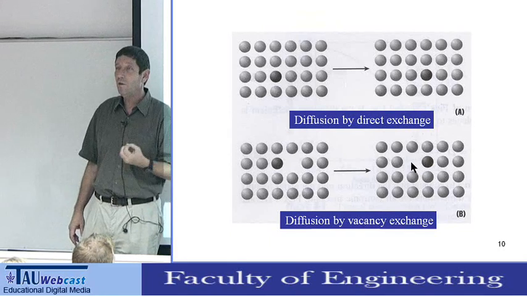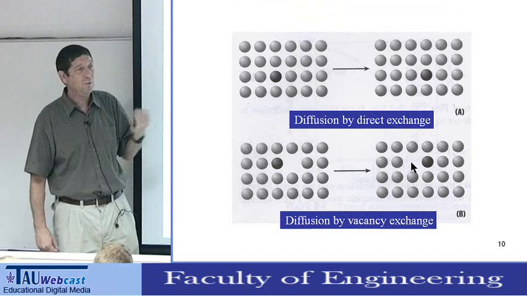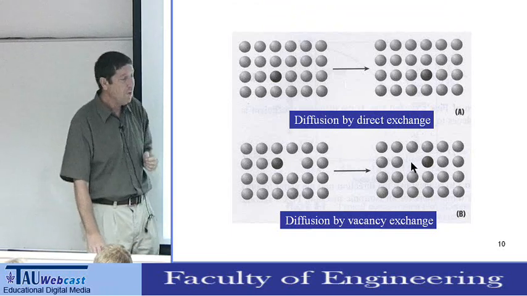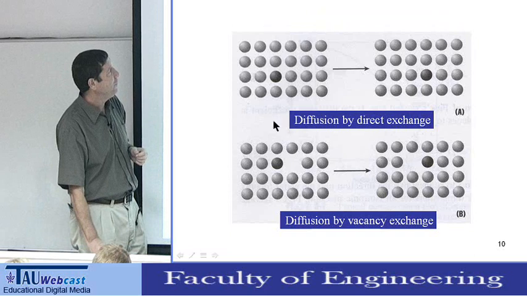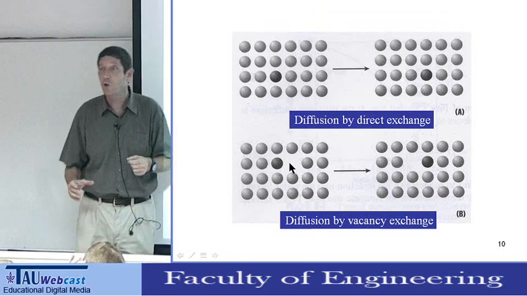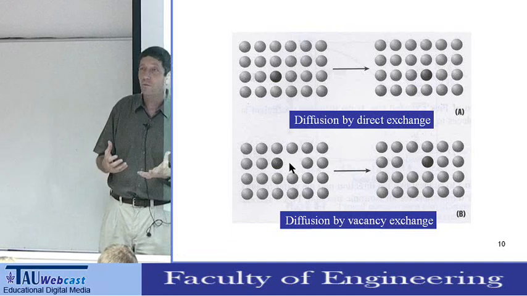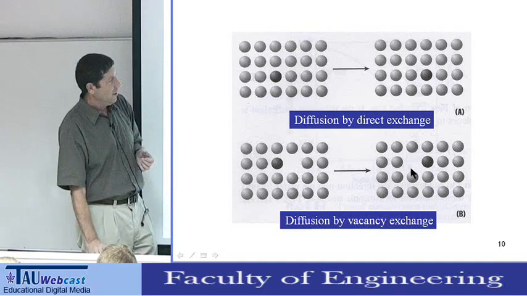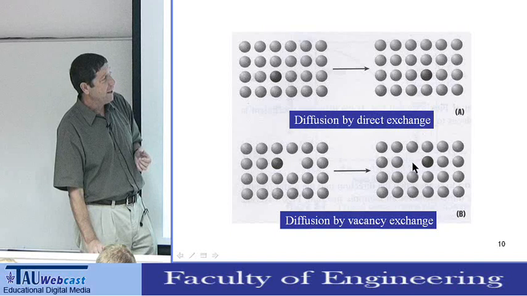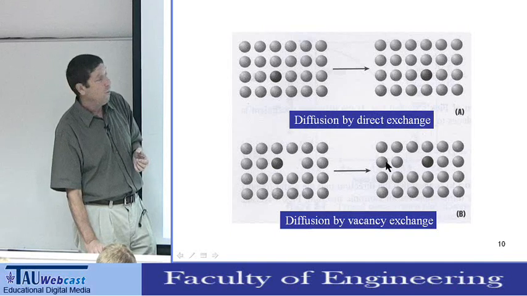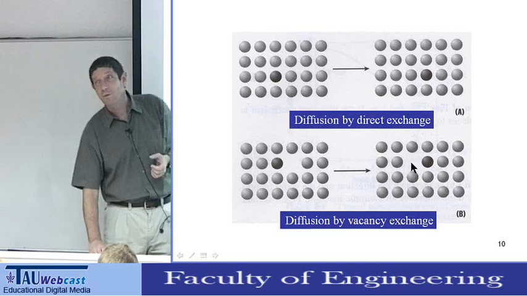Now, if you do the thermodynamic calculation, this process is much more favorable than this. This is a difficult process. This process occurs much easier. Now, it's possible that the next step, let's say this atom moves here. What is next? What can happen next?